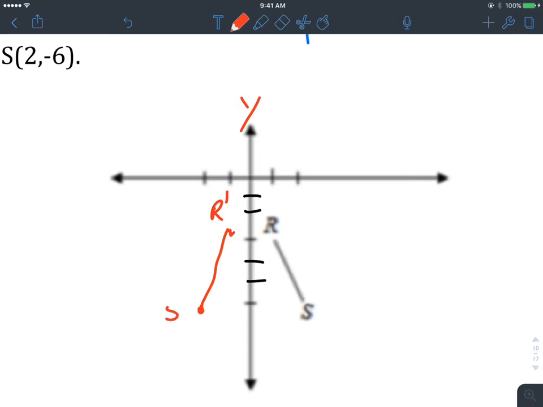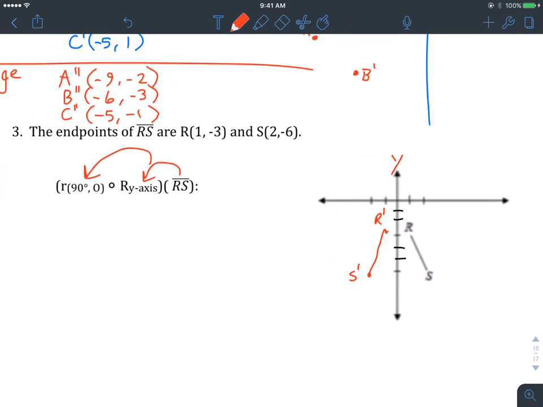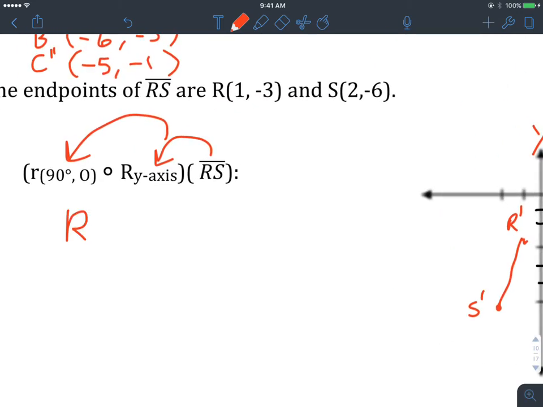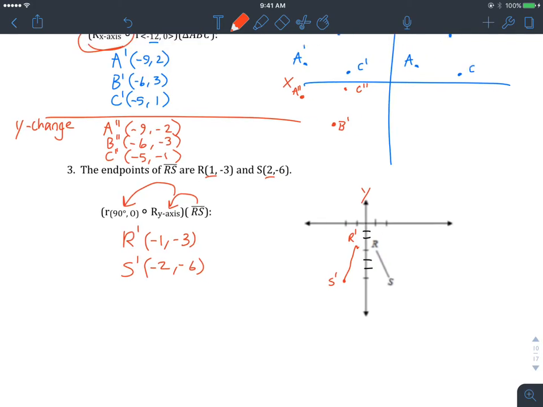R prime and then S prime. I'm going to go ahead and plot those points. Notice reflection across the y-axis changes the x values. So R prime is going to be -1, -3. So just change those x values. And then S prime, that'll be -2, -6. Those are the coordinates right there for those.